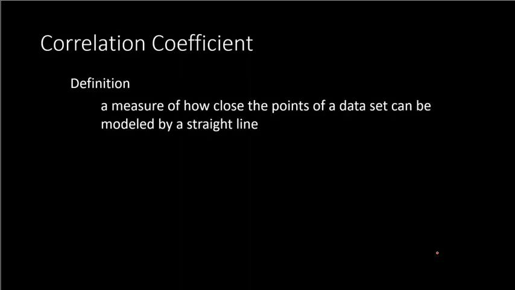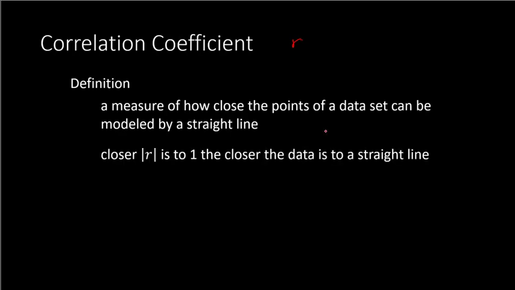Now, another thing when dealing with regressions is a correlation coefficient. It's a measure of how close the points of a data set can be modeled by a straight line. So we're trying to calculate the amount of correlation that the two sets of data have. We use the letter R for the correlation coefficient. And the closer the absolute value of R is to 1, the closer the data is to a straight line. So 1 is basically 100% correlation. -1 would also be 100% correlation. Your correlation is going to be between -1 and 1, and in the middle is going to be 0, which would be like 0% correlation. Anything between 0 and 1 is going to be positive correlation. Anything between 0 and -1 is negative correlation.